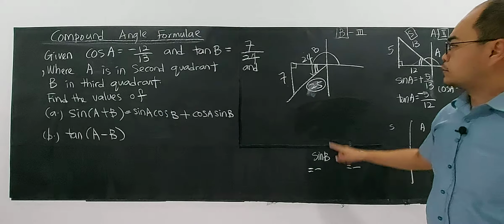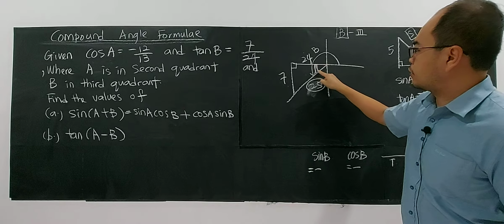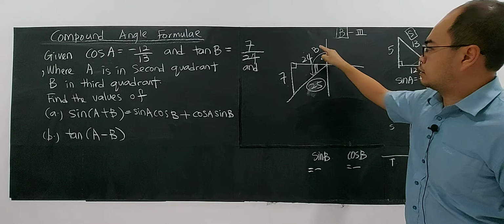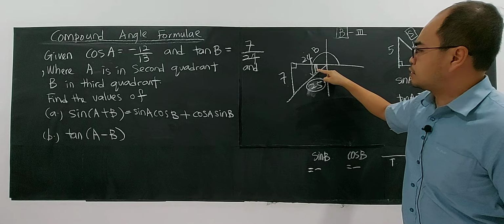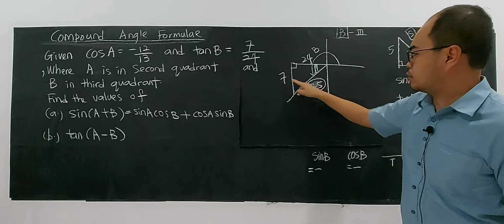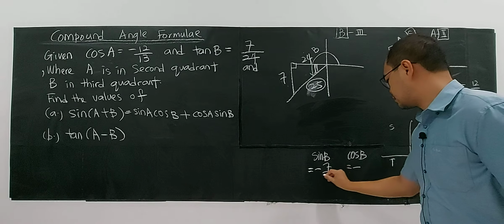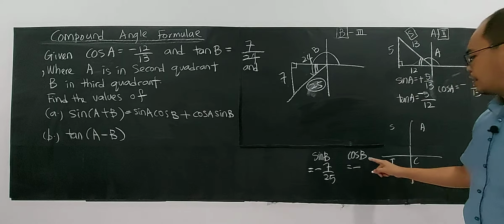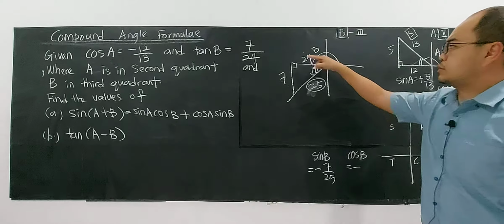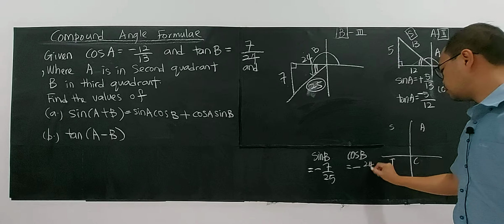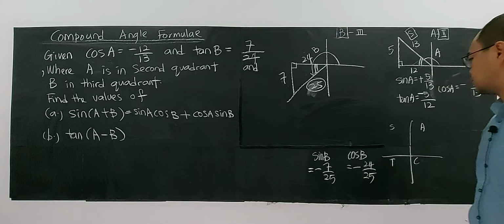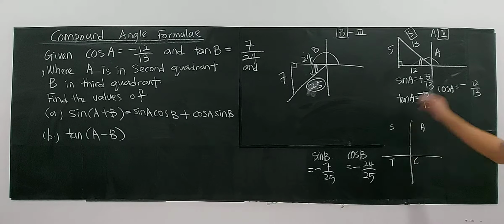So sine B, look at the acute angle of this B. It will be opposite over hypotenuse, 7 over 25. And cos B will be adjacent over hypotenuse. So this is all the value that you have now.